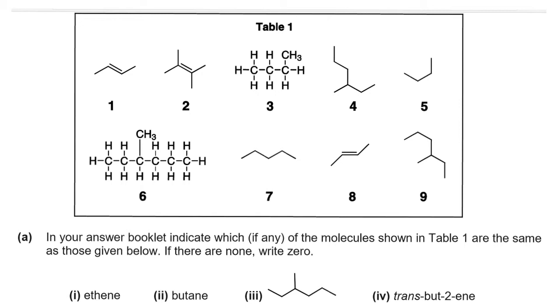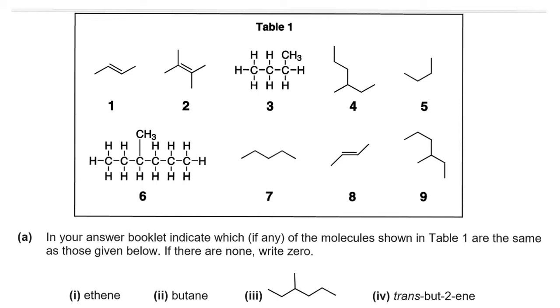Molecule number 7 doesn't have any branches, cannot be this. Molecule number 8 has got double bonds, doesn't match. Molecule number 9, the longest chain is 1, 2, 3, 4, 5, 6 atoms long again, and that methyl group is on the third atom if we count from this end. So again, that's consistent with being molecule number III.